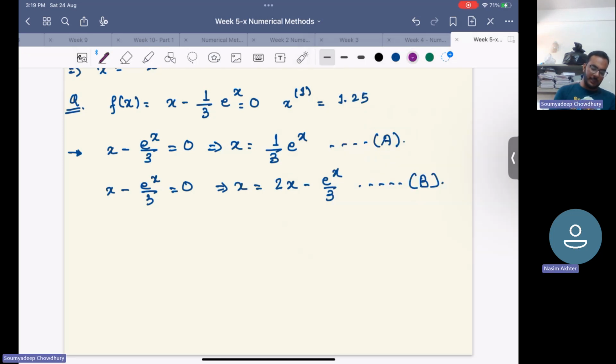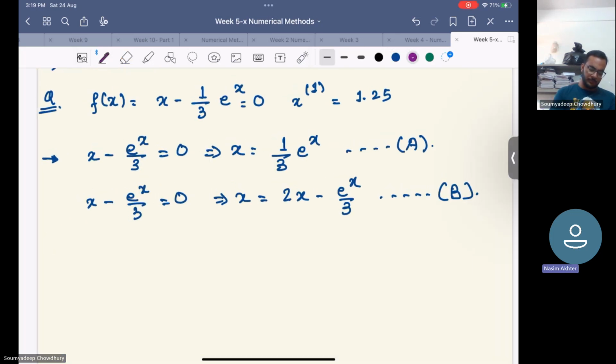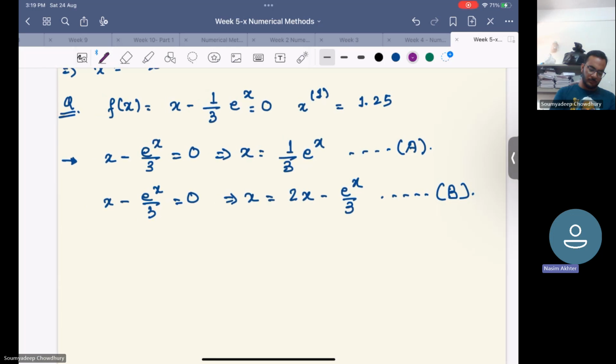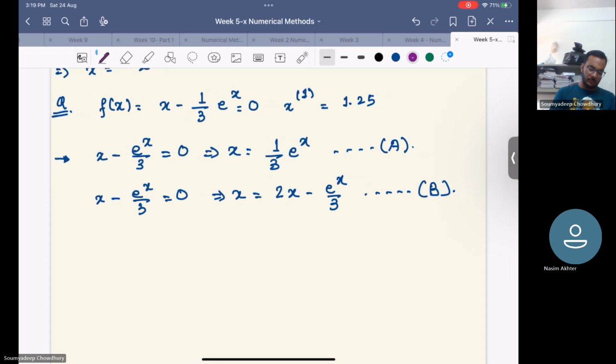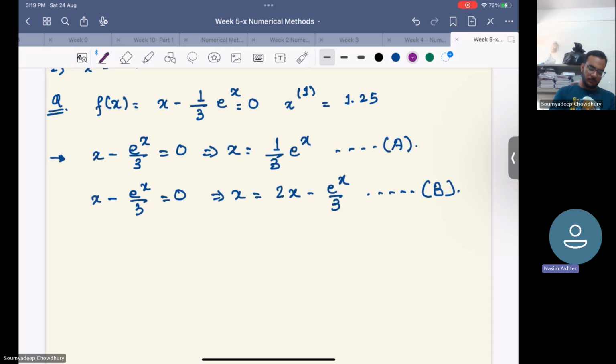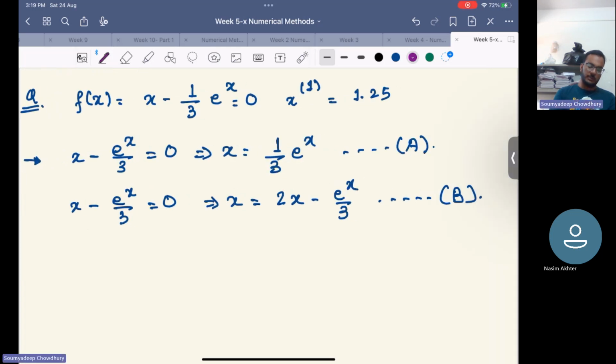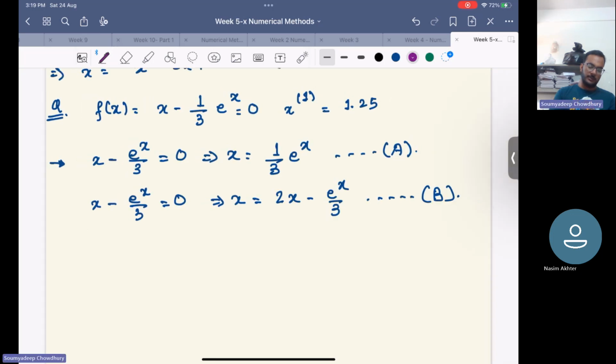Is the principle clear? Just a minute. In the second equation, I think something is missing, right? I think there will be some sign changes. No, it's x equal to 2x minus e to the power x by 3. So if you bring 2x to this side, it is the same equation. Okay, okay, here minus is there.